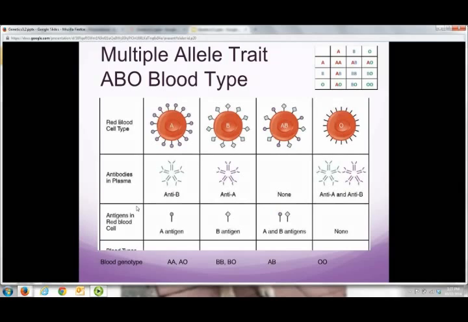Type AB inherited A from one parent and B from the other. And type O inherited O from both parents.